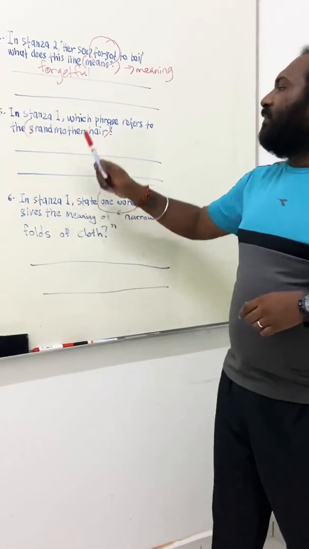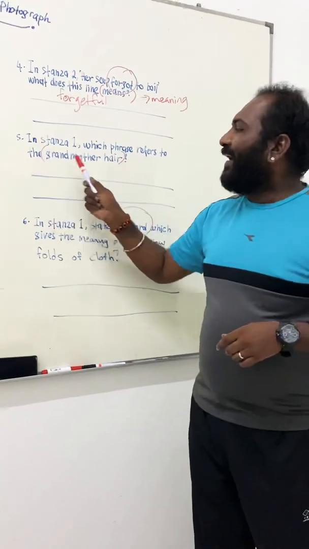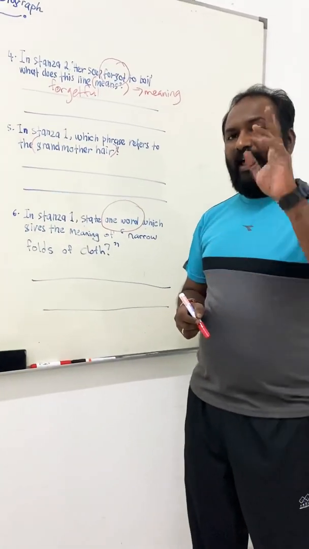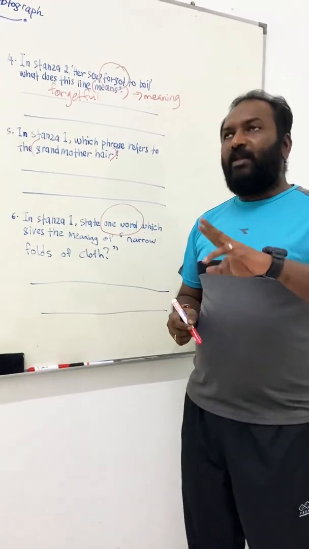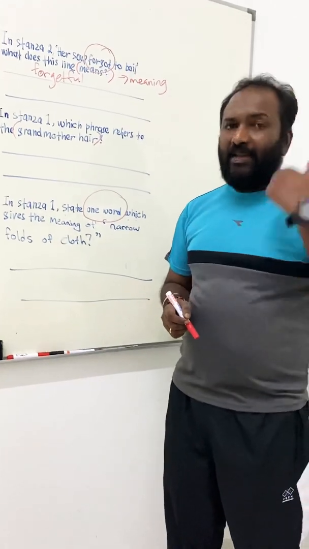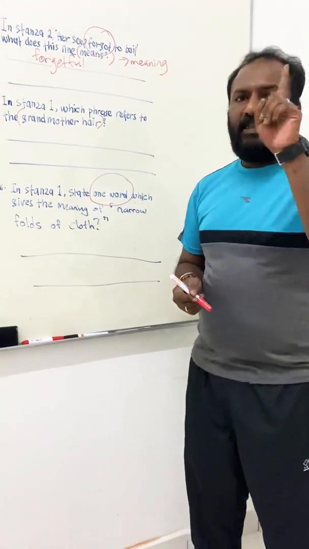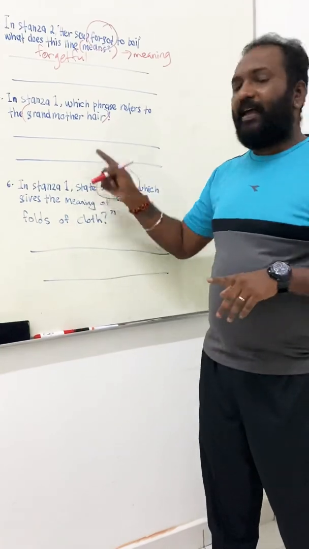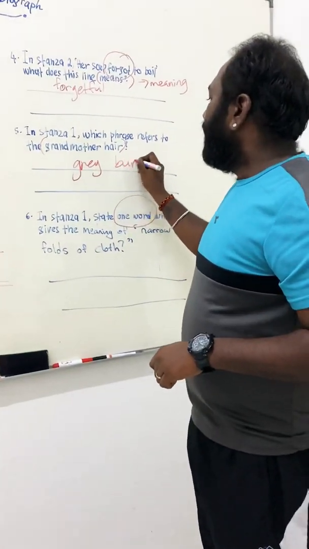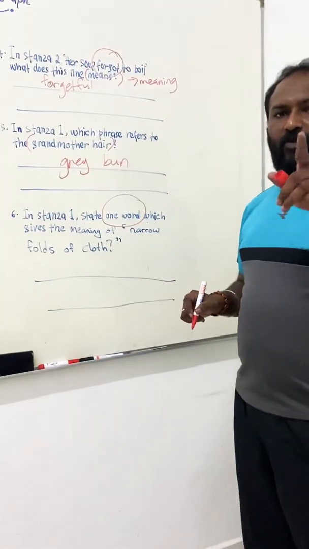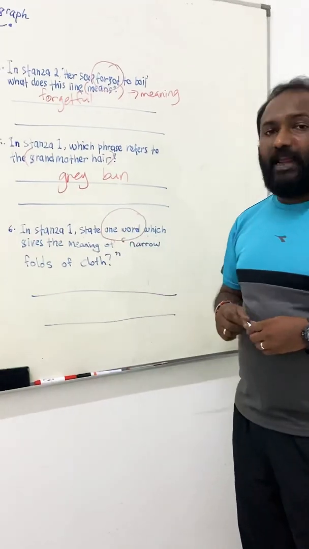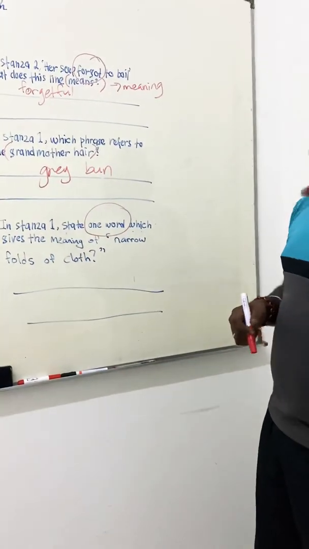In stanza 1, which phrase refers to the grandmother's hair? We are talking about hair. In stanza 1, line number 2 and number 3, we talk about the grandmother's appearance together with clothing and her physical appearance. But here, there's only one phrase which indicates her hair, which is grey bun. If you watched the previous video, I have already explained to you the meaning of grey bun. Okay, now question number 6.